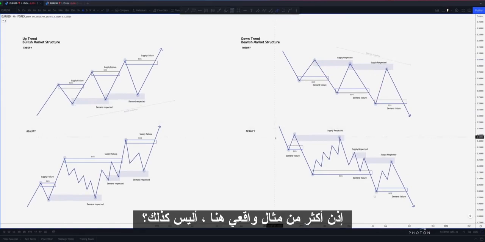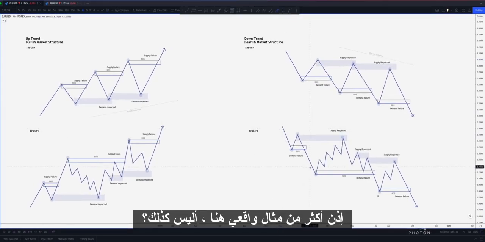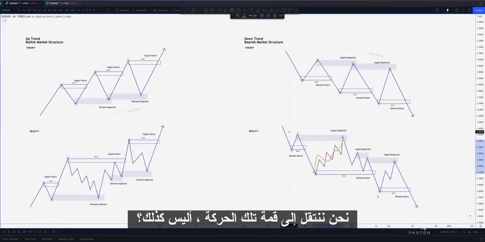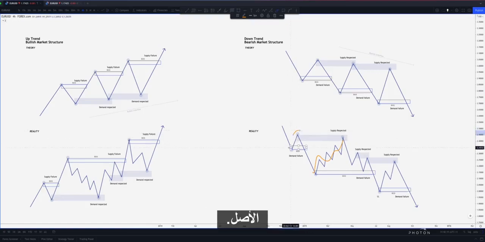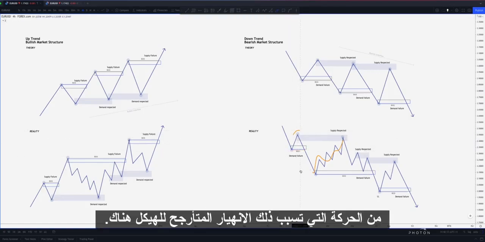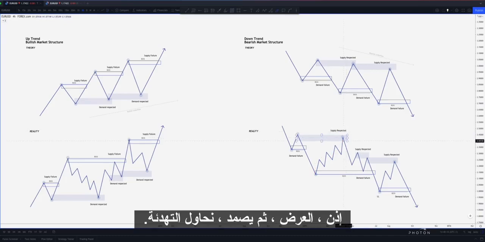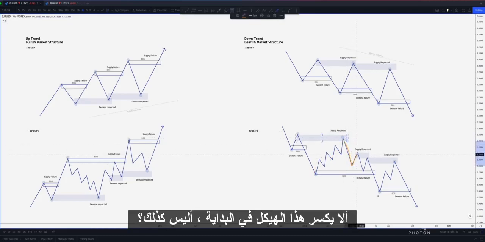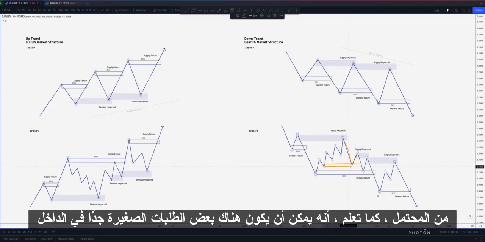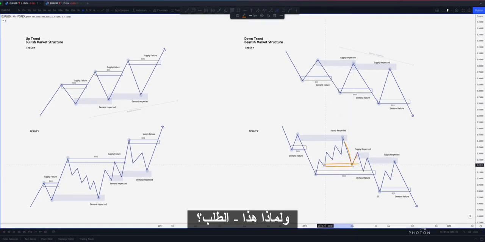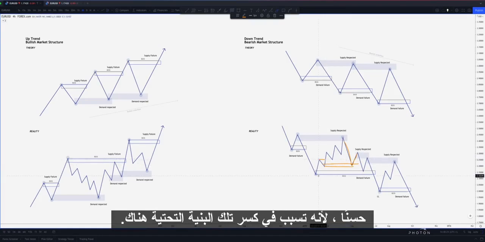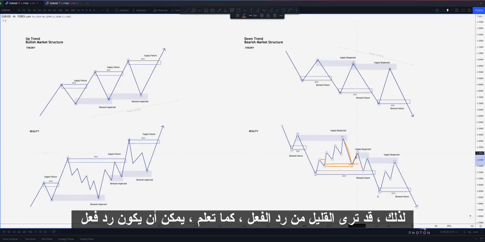So a bit more of a realistic example down here, right? We have a bit more of a complex pullback. We pull up into the apex of that move, right? The origin of the move that caused that swing break of structure there. So supply then holds. We try to come down, doesn't initially break that structure, right? Potentially, there can be some very minor demand within here, right? And why is that minor demand? Well, because it caused that substructure break there. So you may see a bit of a reaction.